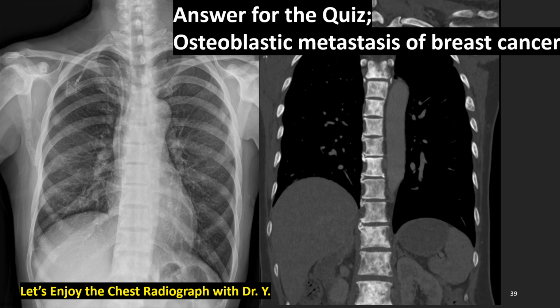Answer for the last quiz. Osteoblastic metastasis of breast cancer. Osteoblastic metastasis is famous for women in breast cancer, famous for men in prostate cancer. Yes, are you correct? Congratulations.